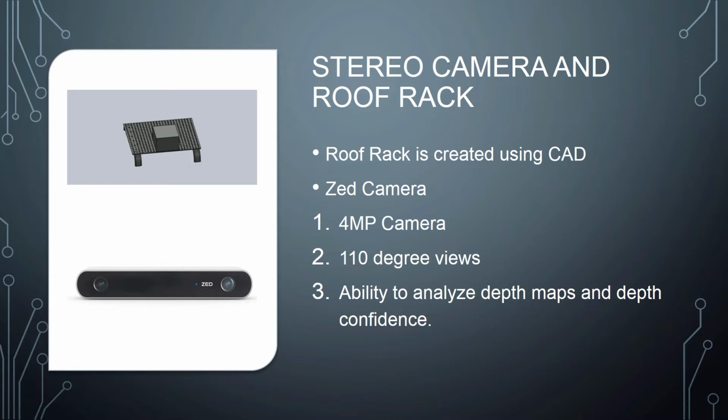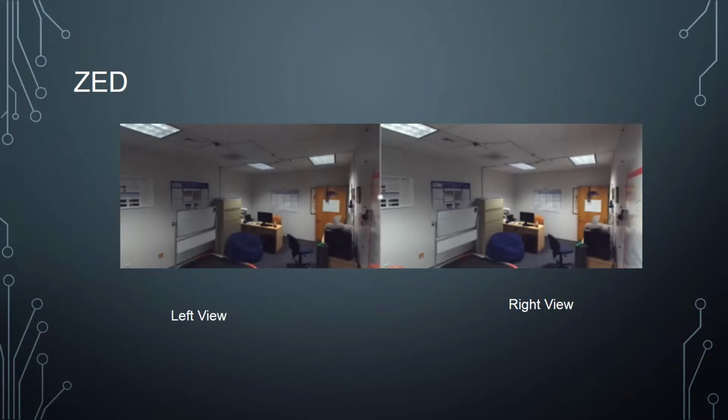The reason we chose this camera is because it has two eyes similar to a human, it has a 110 degree field of view, and it has the ability to analyze depth maps and depth confidence just like a human can. These pictures just represent what the Z camera sees, similar to a human. You have a right eye and a left eye. You can see different angles if you close each eye. So this is just a representation of how the Z camera is actually seeing.